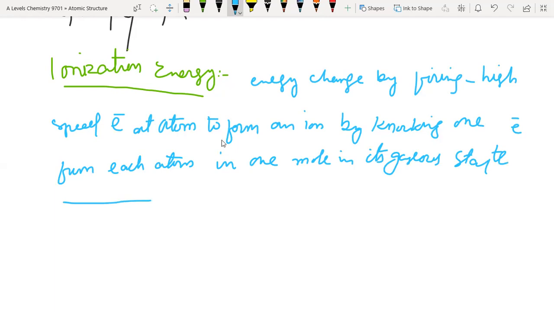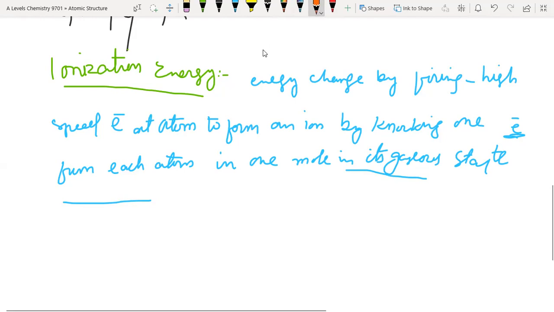Energy change by firing high-speed electrons at atoms to form an ion by knocking out an electron from each atom in 1 mole in its gaseous state is called ionization energy. Ionization energy, in other words, can be defined as the amount of energy required to remove the electrons of the outermost shell in the gaseous state of an element.